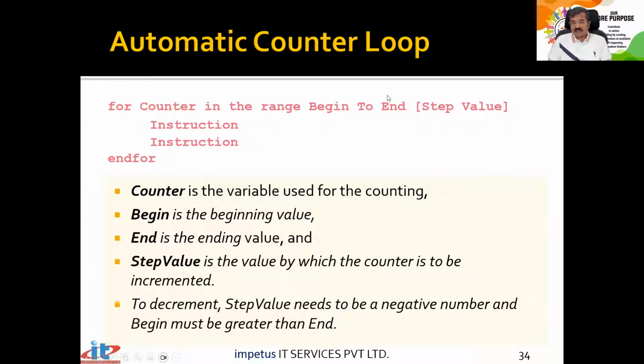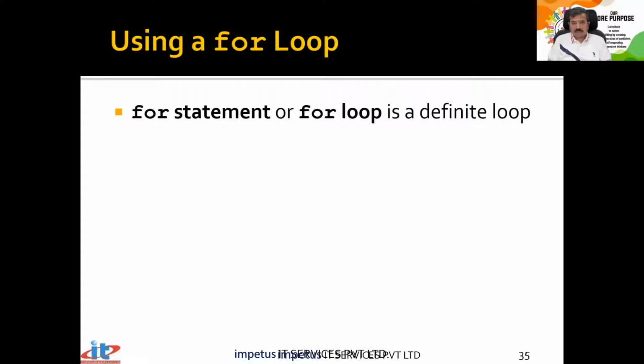And begin must be greater than end in that case. We'll come to the decrement aspect later. But remember, if I say step 1, it will increment by 1. If I say step -1 or -2, it will decrement by 1 or by 2. If you're going to decrement, your start value should be larger than the end value. And if you're going to increment, then the begin value should be smaller than the end value. From a smaller value you can go on incrementing, and from a larger value you can go on decrementing till the end. That's the precaution we have to take.